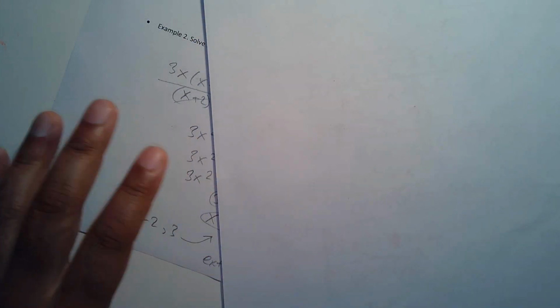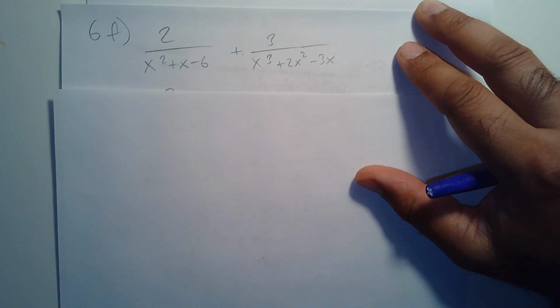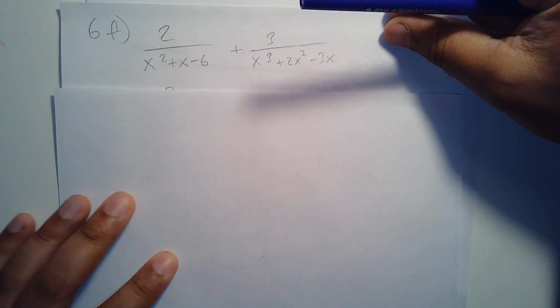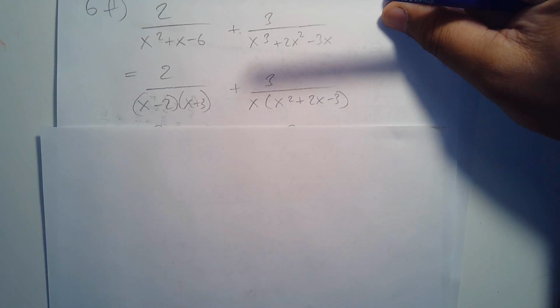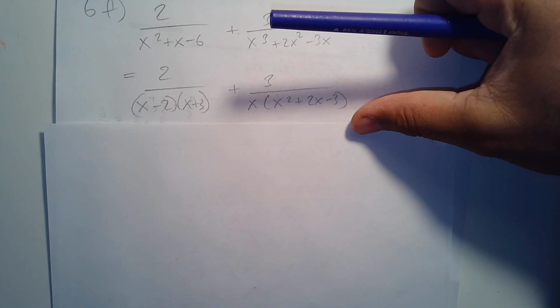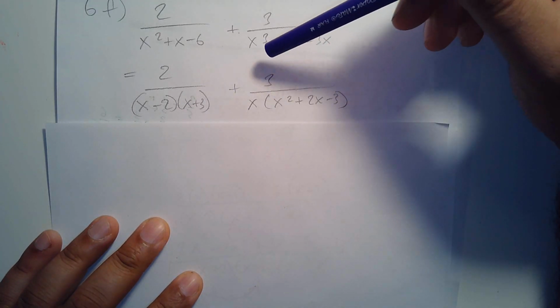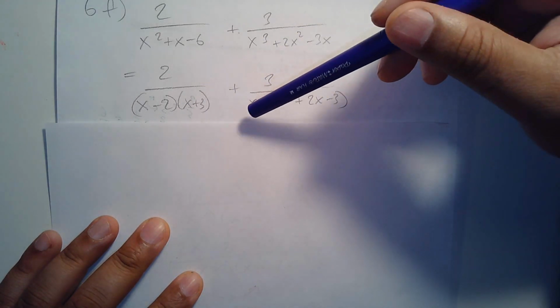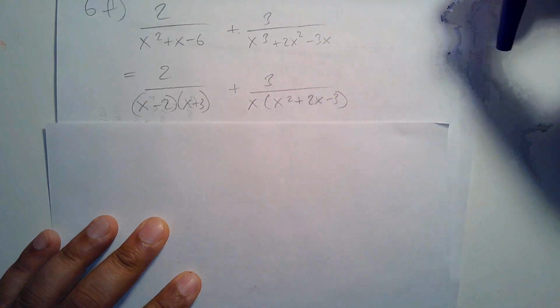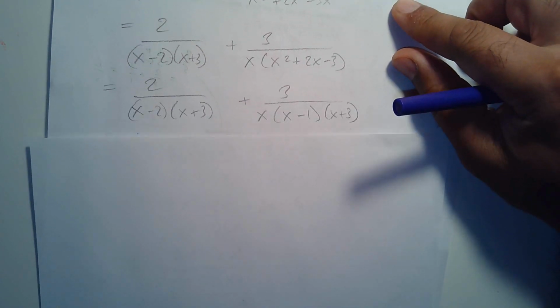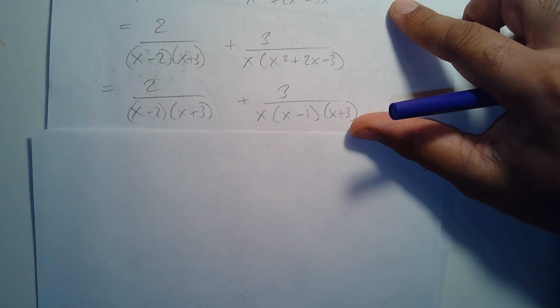Okay, the last one is 6F, which is a long one. You've got two fractions here. The first thing you have to do is factor both of those. This one factors to x minus 2, x plus 3. Here, there's an x in each of these, so I pull the x out. Don't forget it's there. Then you factor what's in the brackets, and that'll give you x minus 1, x plus 3.